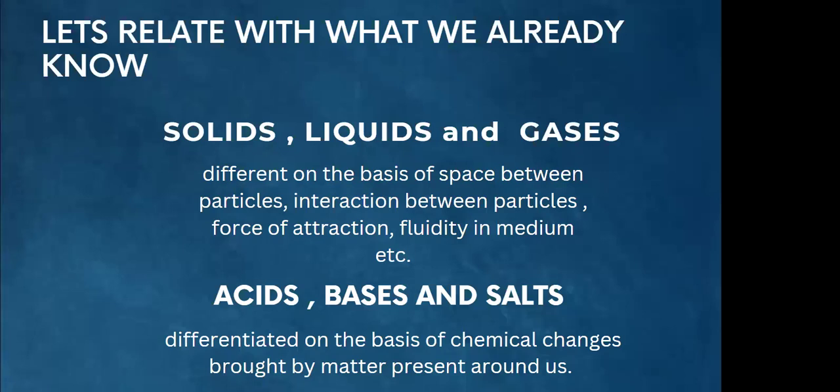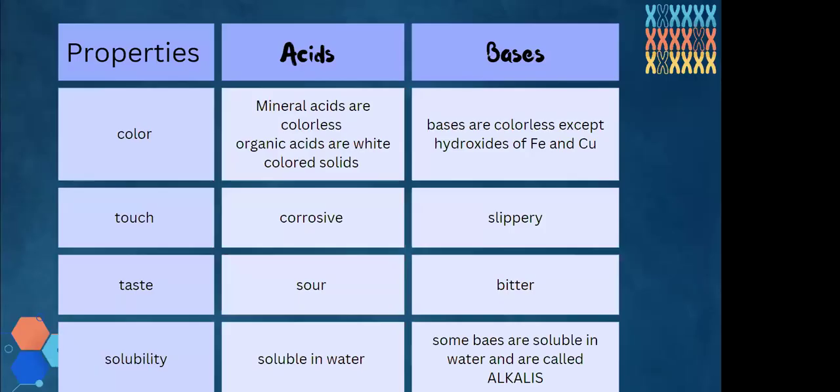Let's see what chemical changes or what kind of different properties we are talking about. The very first thing that we see around us is the color of a thing that attracts us and makes us notice a particular thing. When we talk about acids, they are generally colorless. Bases are also colorless, except a few of them. I'm not going to take up the typical names, hydroxides of iron and copper, right now. Later we will talk about it.